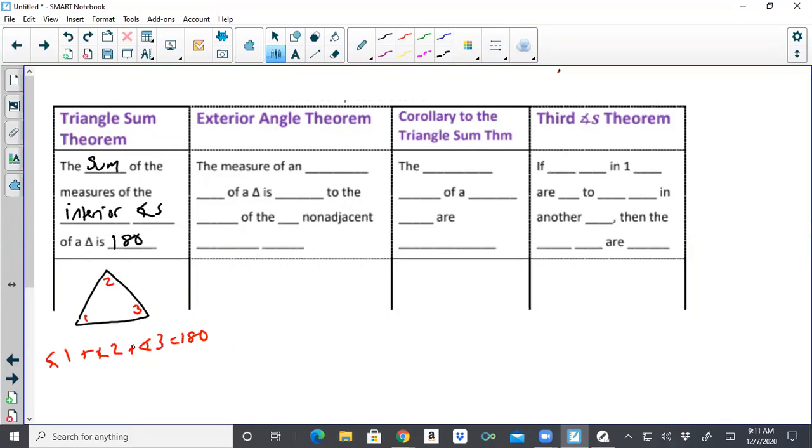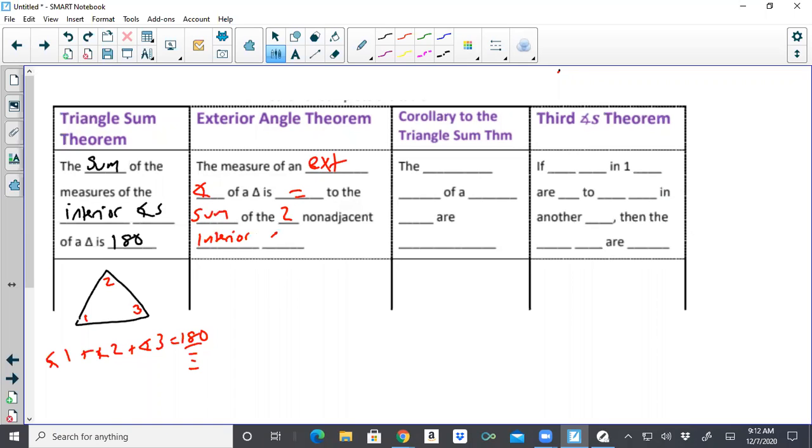So I would say angle 1 plus angle 2 plus angle 3 equals 180. I don't care what it says in here at all. If I'm ever asked to add up the insides of a triangle, it always equals 180 every single time. No matter what, if you add up the insides of a triangle, then it equals 180, all right? So the measure of an exterior angle of a triangle is equal to the sum of the two non-adjacent interior angles.